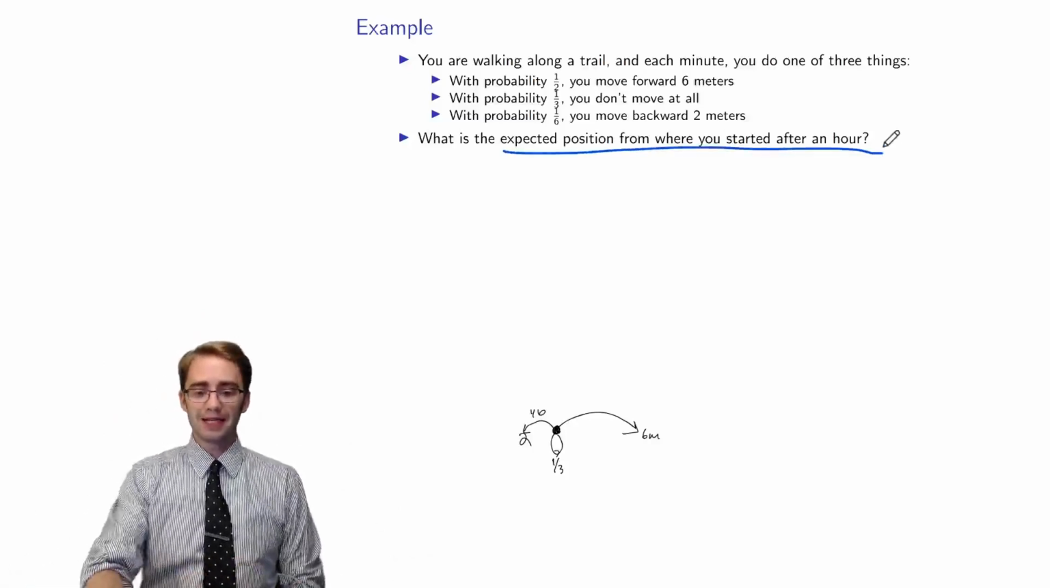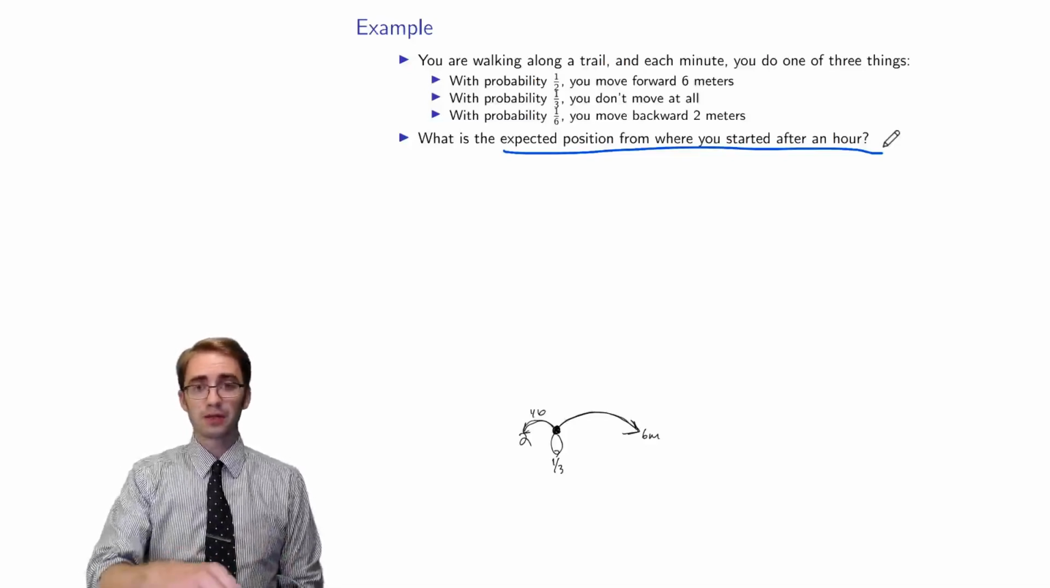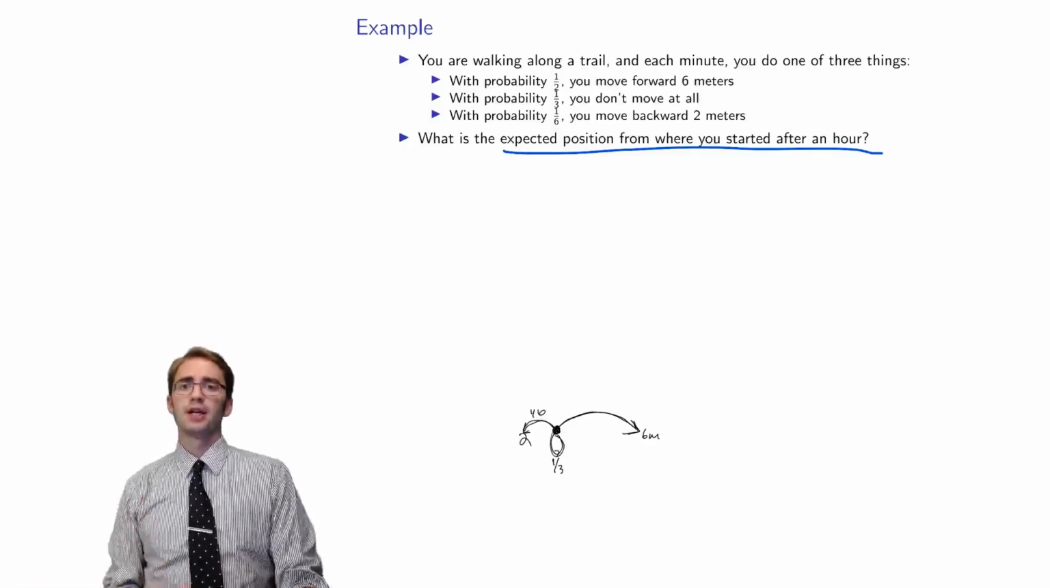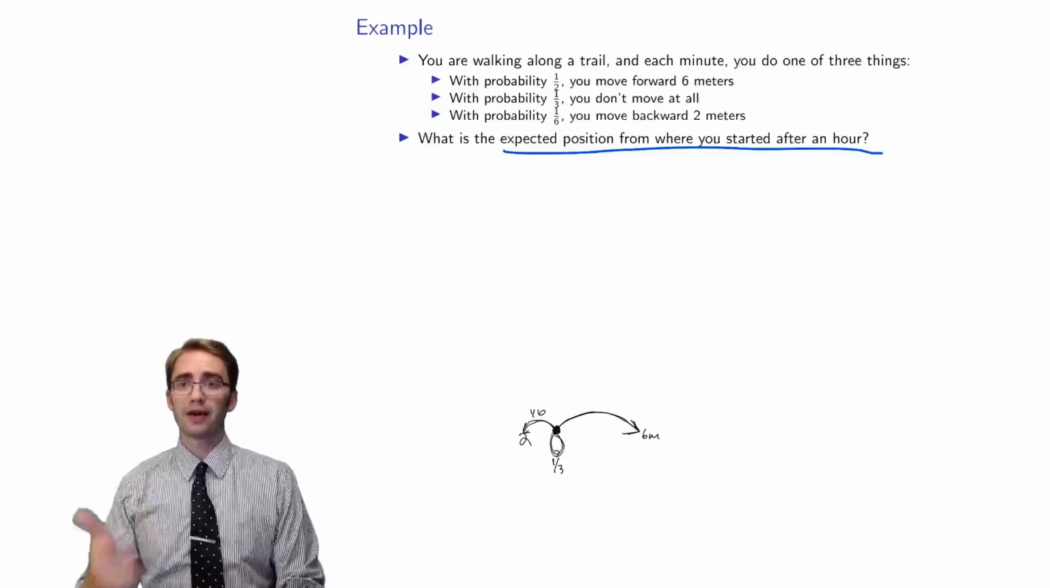So every minute you do one of these 3 things I described. A 1/2 probability that you move 6 meters to the right, a 1/6 probability that you move 2 meters to the left, and then a 1/3 probability that you just hold still. So what is the expected position from where you started after an hour? So an hour is 60 minutes.